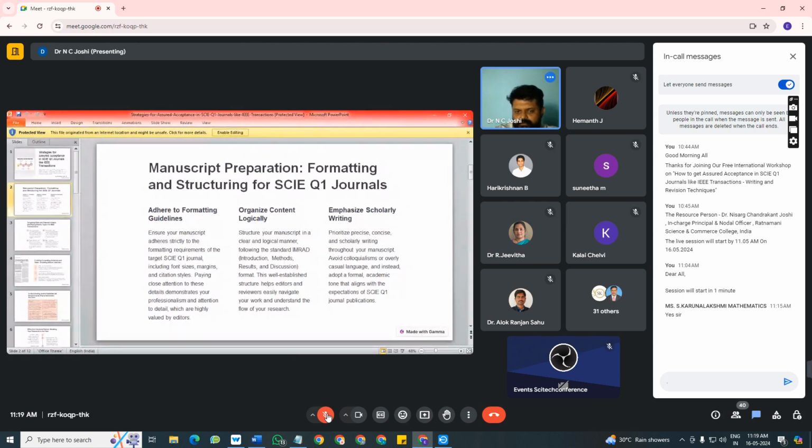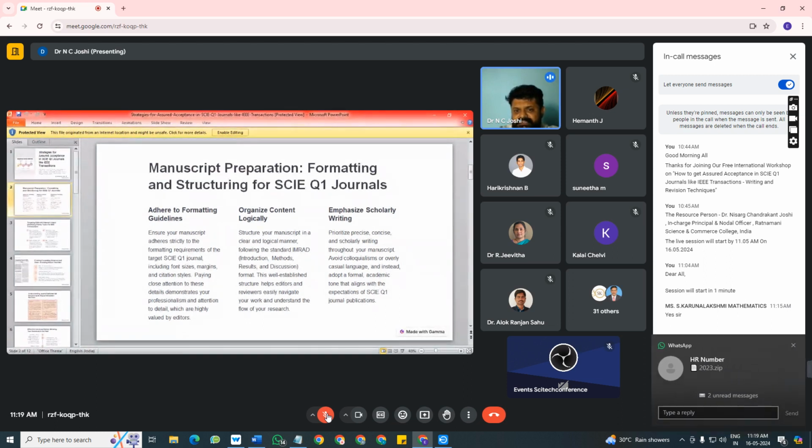You have to complete IMRAD. That means your topic and research work is the introduction, then the method you use in your research work, then you get the results, and the last is discussion. So IMRAD is the logical way to structure your research work, and then you do your work and publish it.